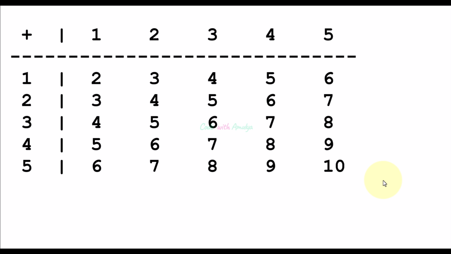Today in this tutorial we'll write a Python program to display an addition table. Our output will look like this. It is an addition table of size 5. First, here we can see the addition symbol, then 1, 2, 3, 4, 5 as column numbers, and here 1, 2, 3, 4, 5 as the row numbers. Then here we'll get the sum of row number and column number.